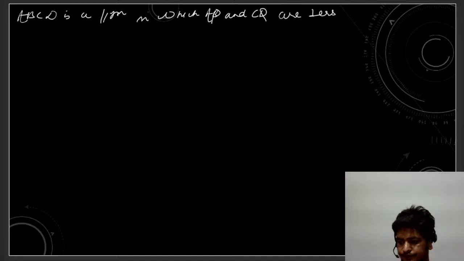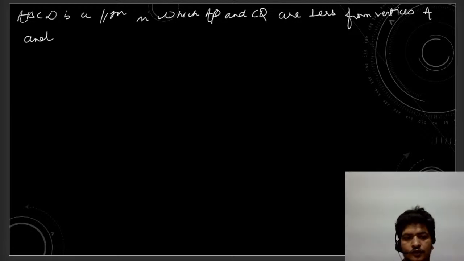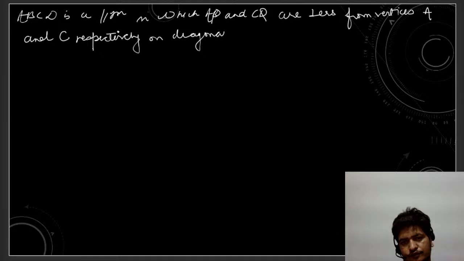ABCD is a parallelogram in which AP and CQ are perpendiculars from vertices A and C. Now you will write this one as respectively, on diagonal BD. What we have to prove here?